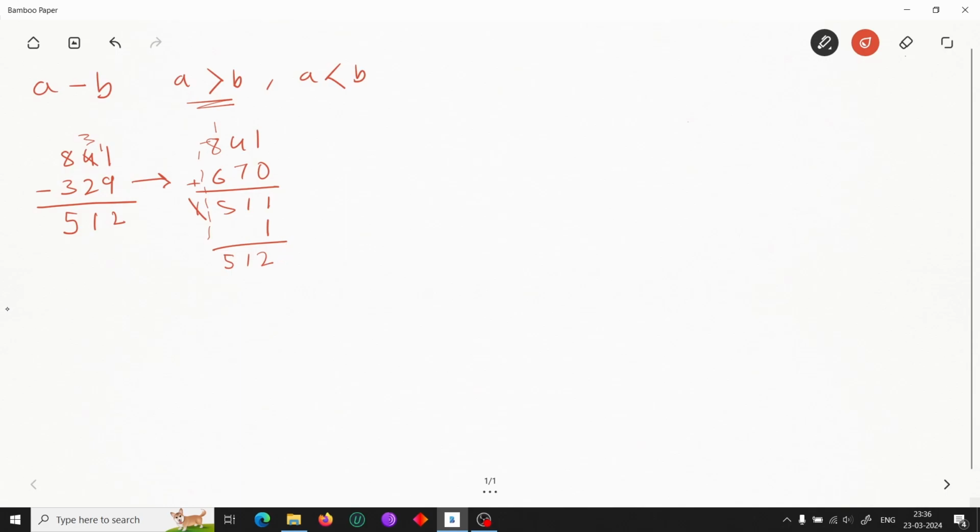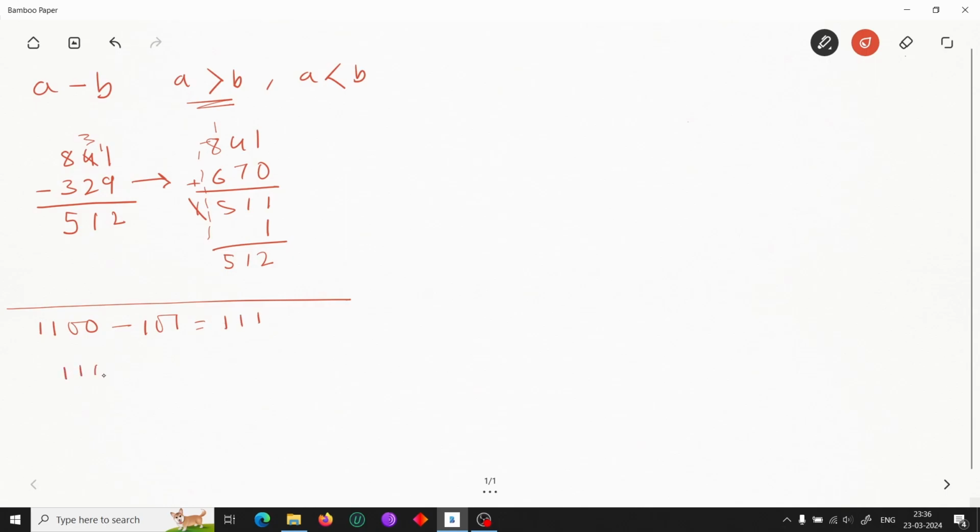Likewise, let's see it in action in the binary system. Let's say 1100, and I want to subtract 101 from this. Now this should give me the result of 111. So let's see the process.